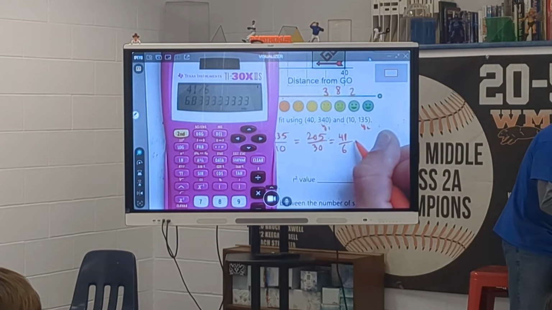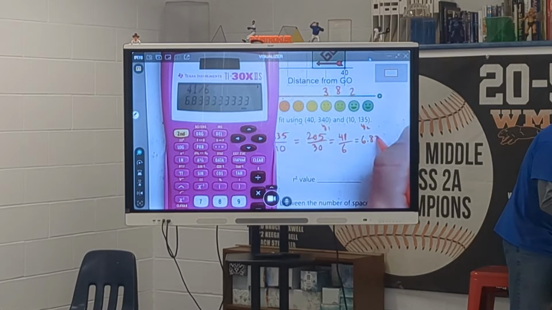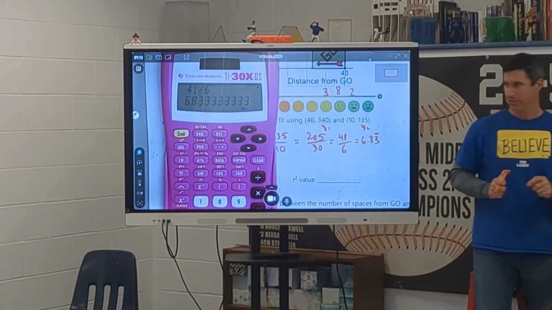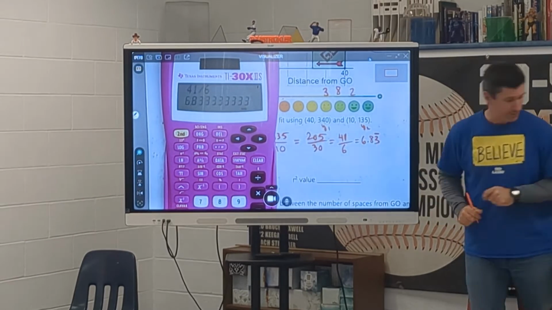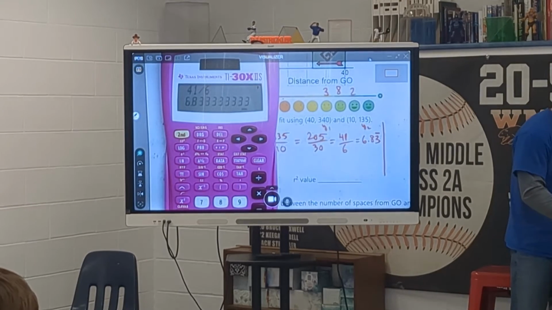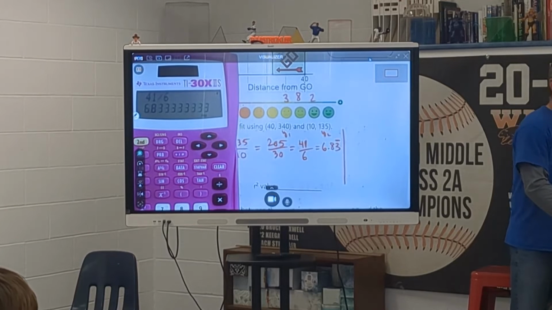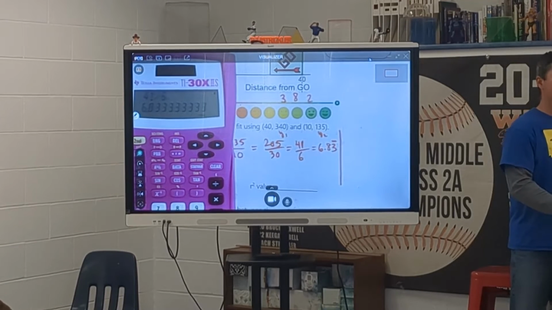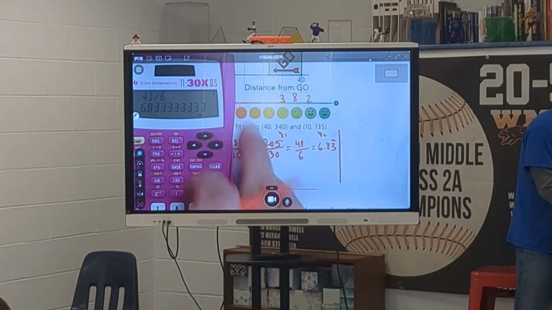6.83, 3 repeats. Hey, everybody do this. Make sure you put the bar just over the 3, because that's what the calculator shows, just the 3 repeats. Draw a line. If you have some space, I hope you do, or find some space. And this is what I need you to get comfortable with, okay? Finding the y-intercept when you don't know where it is. Well, we kind of do.